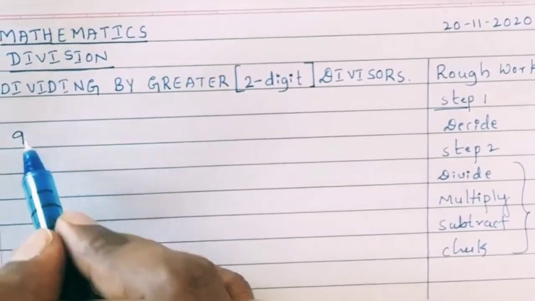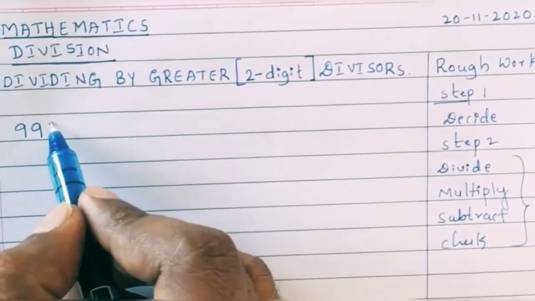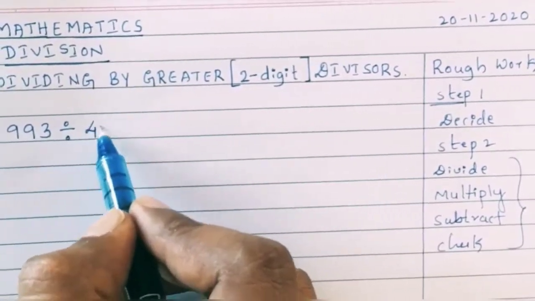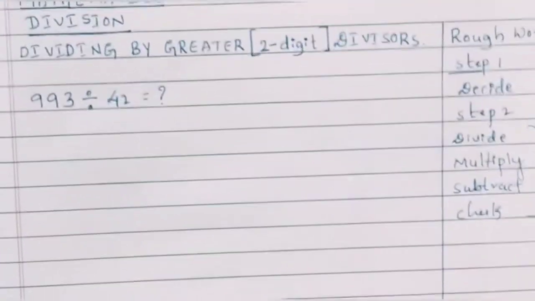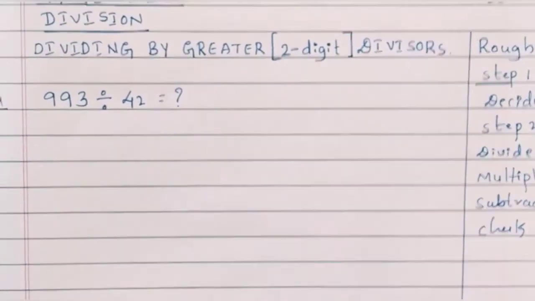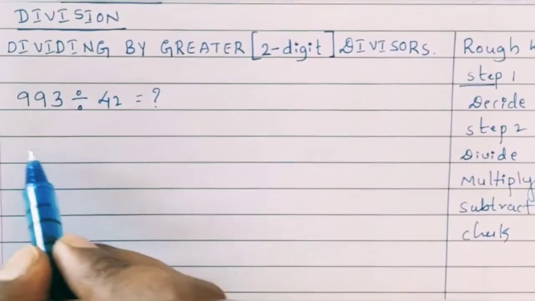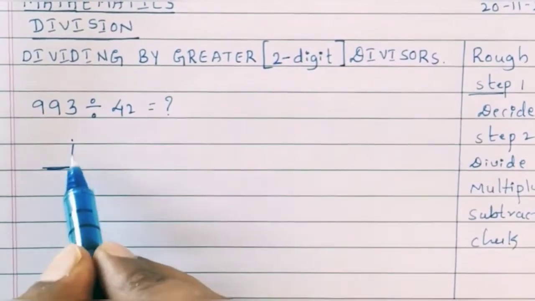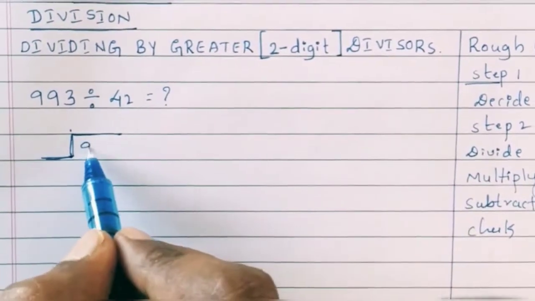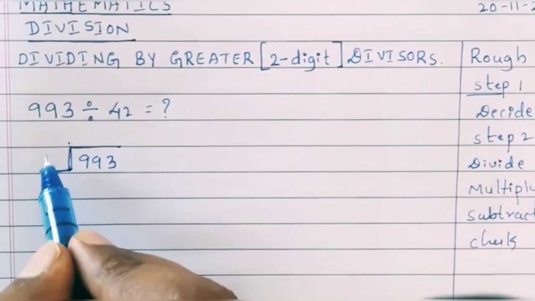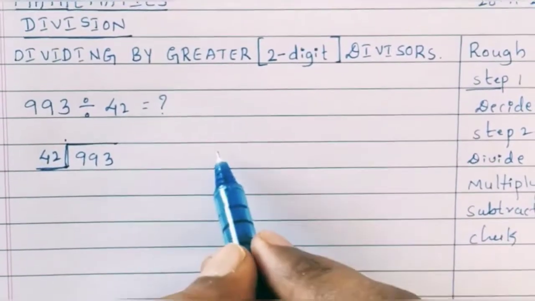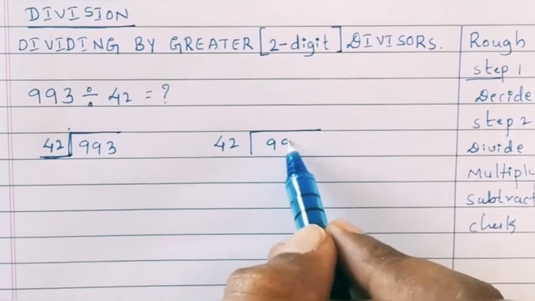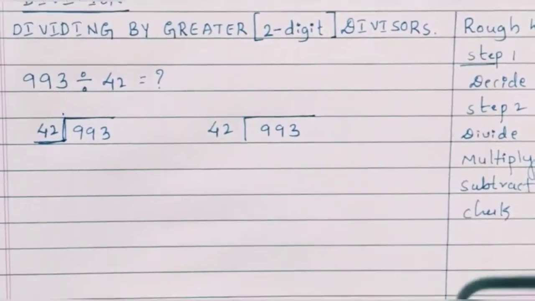The given number is 993. Divide 993 by 42. So how to divide this number? First, dear children, write this number in order. 993, and here you should write 42. Even though you can write it like this also. Both are the same. Okay?